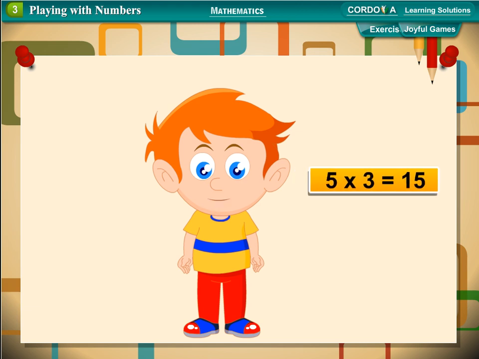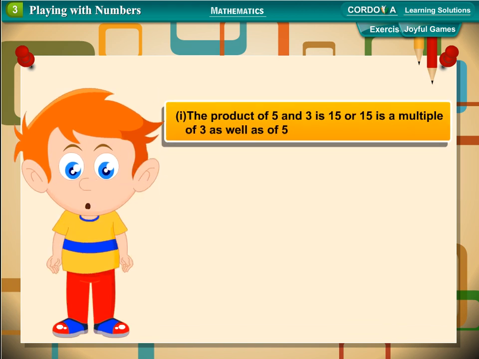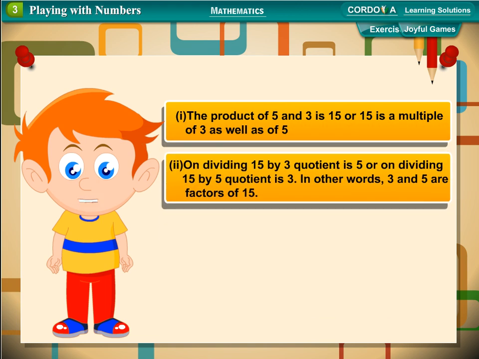We know that 5 into 3 is equal to 15. Mathematically, we can read it in two ways. The product of 5 and 3 is 15, or 15 is a multiple of 3 as well as of 5. On dividing 15 by 3, quotient is 5, or on dividing 15 by 5, quotient is 3. In other words, 3 and 5 are factors of 15. Thus, we arrive at definitions of factors and multiples.